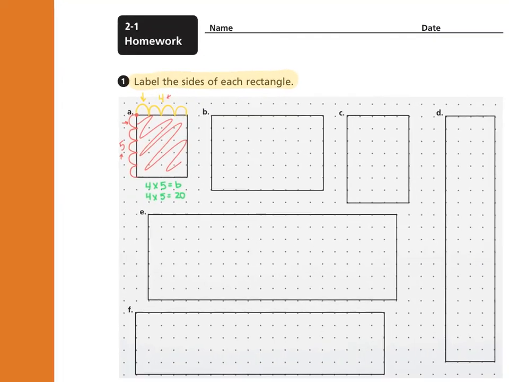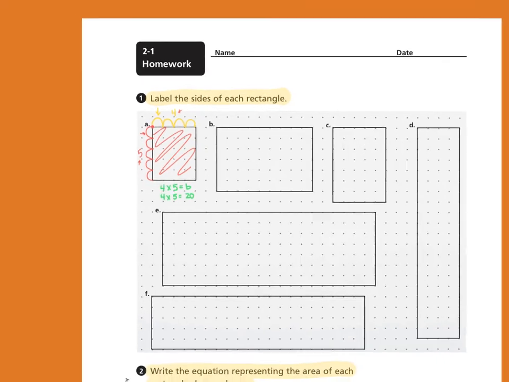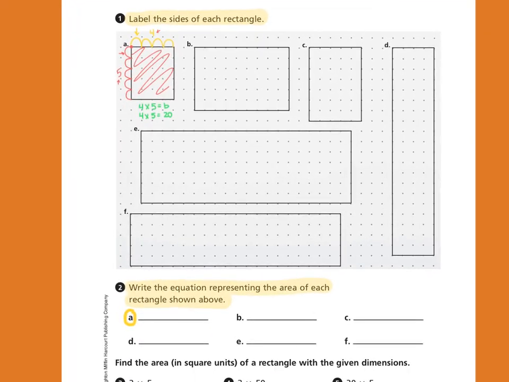Now what I've done here is I've labeled the sides as they ask me to do in number 1, and I've actually already written my equation, so I'm going to put that on the line down here. 4 times 5 equals 20. The area of my first rectangle is 20.